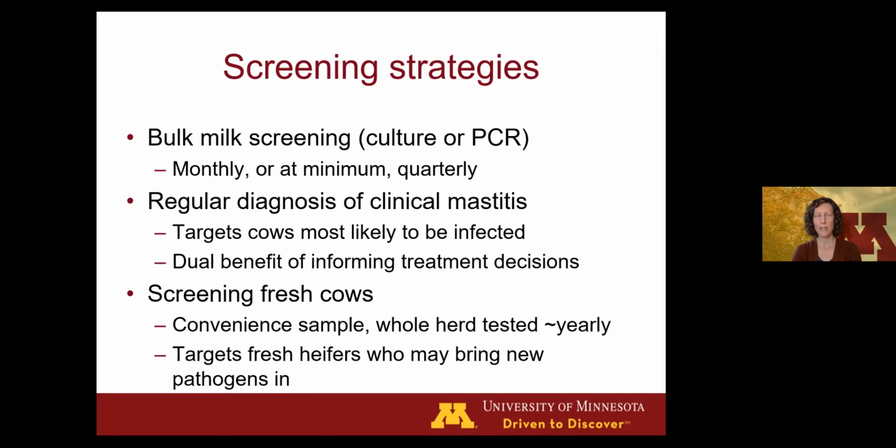So every herd will pick a different strategy. Herds that are relatively low risk for contagious pathogens and have a very low bulk tank somatic cell count might just do bulk milk screening, right? Herds that have some higher risk factors would, I would say, incorporate a few different strategies, like bulk milk screening plus diagnosis of clinical mastitis, or bulk milk screening plus fresh cow screening, as a way to monitor for contagious pathogens and the level of contagious pathogens as you're implementing control practices.